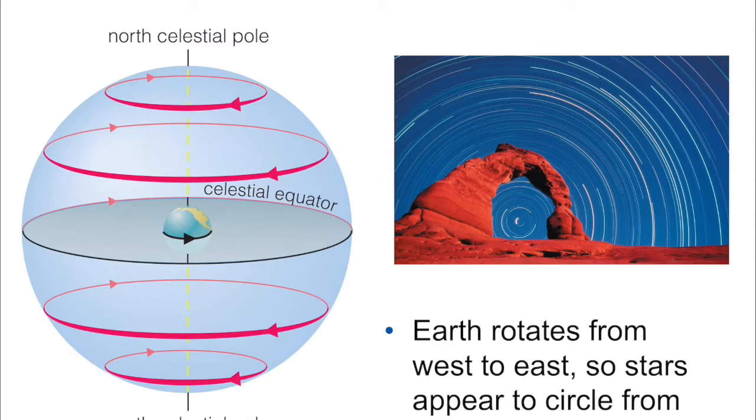Because we're spinning about our own rotational axis, which happens to be exactly the same by design as the North Celestial Pole. And that makes the appearance of stars that come up in the east and then take a path across the sky and then set, or don't set at all, but instead spin in a circle. Earth rotates from west to east, so stars appear to circle from east to west. Get it? Again, visualize that.